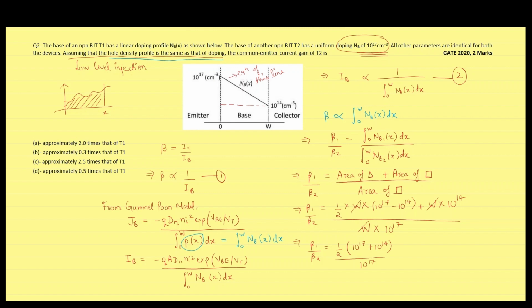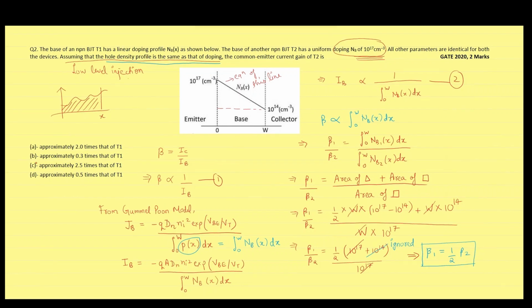in terms of approximation. Therefore, we can ignore 10 raised to the power 14 as it is significantly smaller than 10 raised to the power 17. After ignoring 10 raised to the power 14, we can cancel 10 raised to the power 17, which will finally give the common emitter current gain of transistor 1 to be equal to 1 upon 2 times the common emitter current gain of transistor 2.